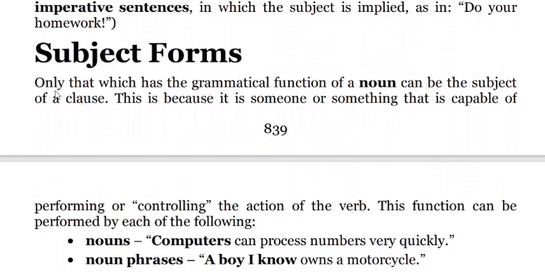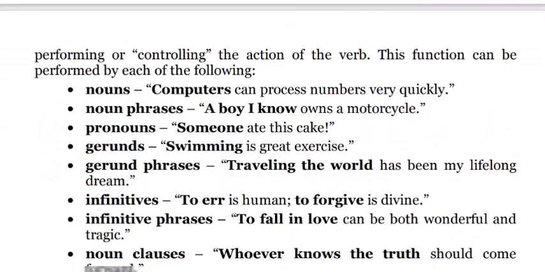Only that which has a grammatical function of a noun can be the subject of a clause. This is because it is someone or something that is capable of performing or controlling the action of the verb. This function can be performed by each of the following. Now, we will see some examples.